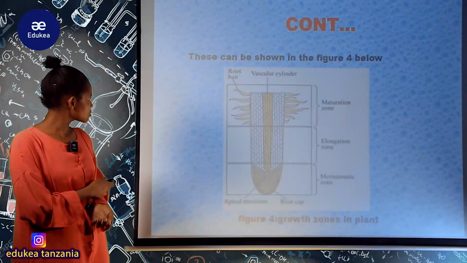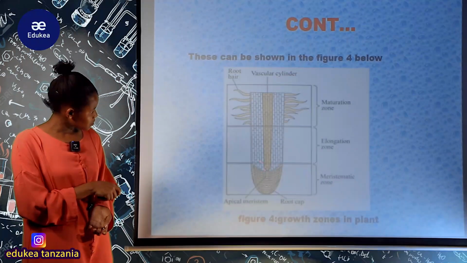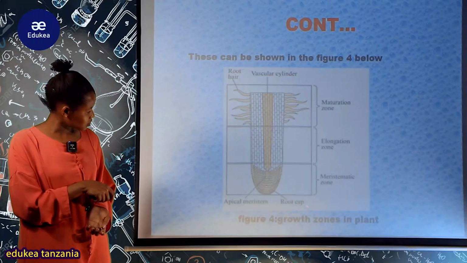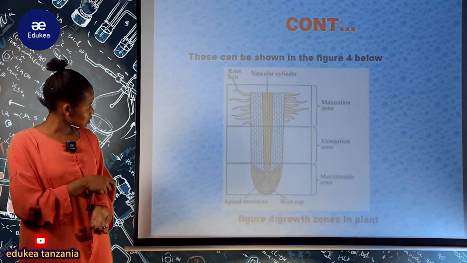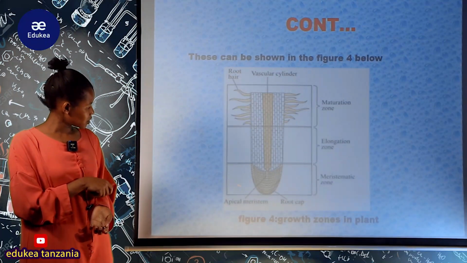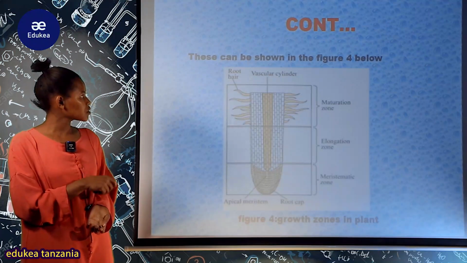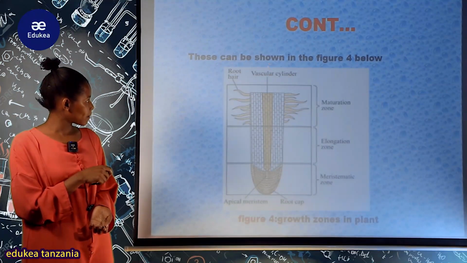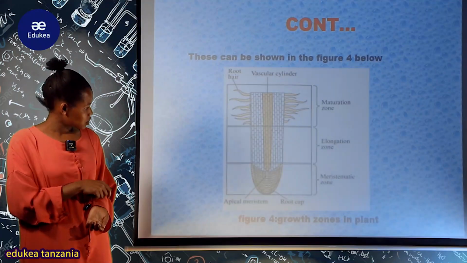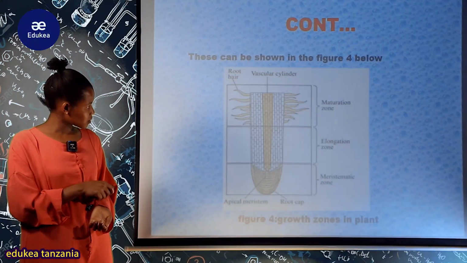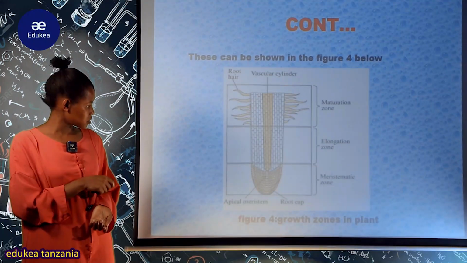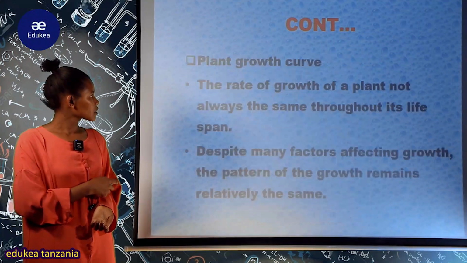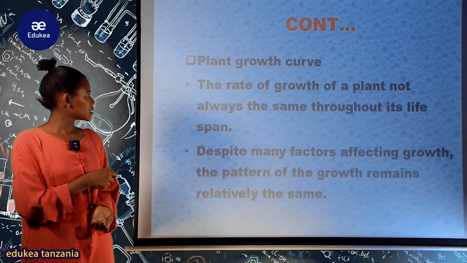Now we are going to look at this picture. As you can see, hii ni growth zone, either inaweza ikawa inaonekana ni kwenye roots, pia tunaweza tukaiabsorb kwenye part ya shoot. We can see meristematic zone here, elongation zone, maturation zone, as I already explained it. And now we are going to look at the plant growth curve.